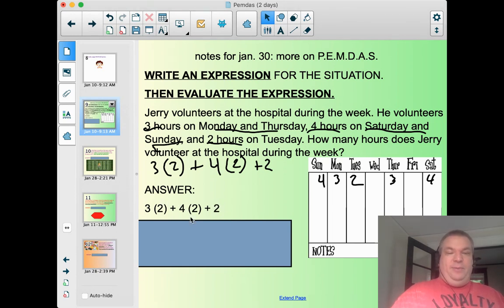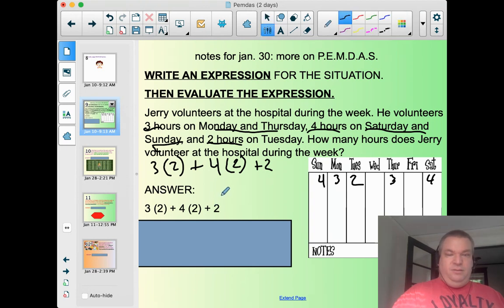So if we remember back to our PEMDAS, I have multiplication and addition. What do we have to do first? Well, multiplication comes first. So if we go left to right and do all my multiplication, I get 3 times 2 is 6. I'll write it up here. 4 times 2 is 8. And that's all my multiplication.